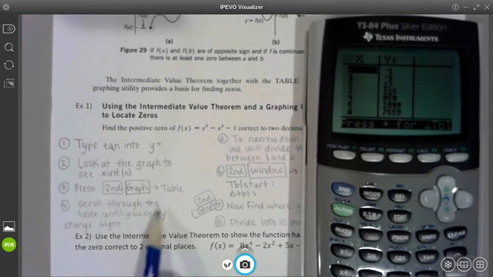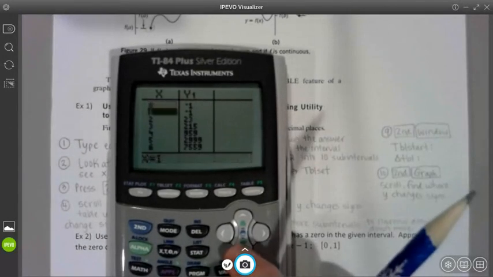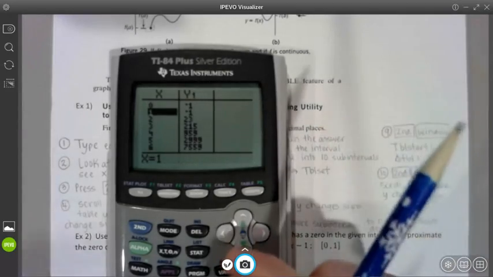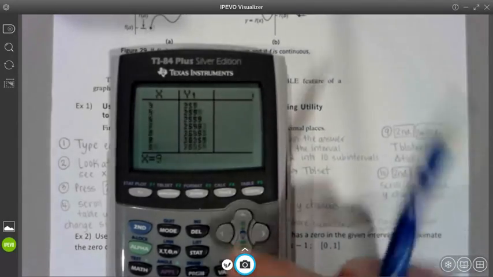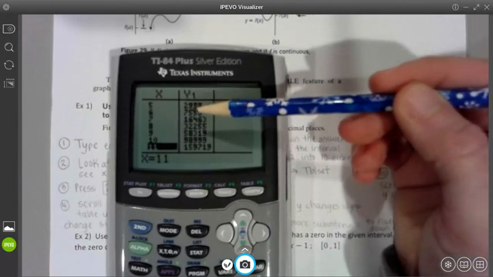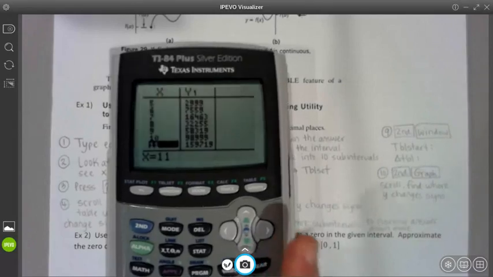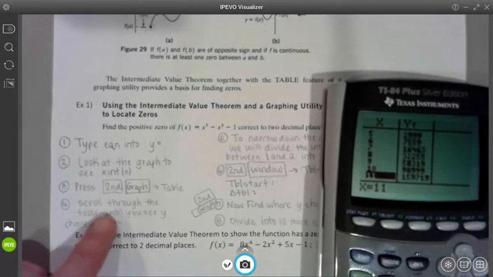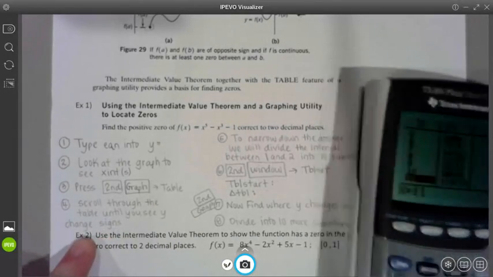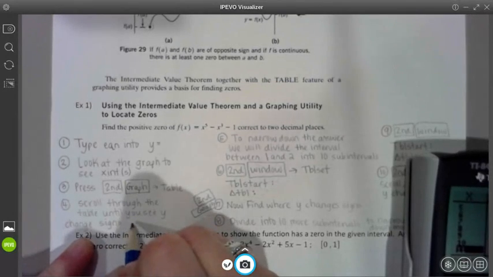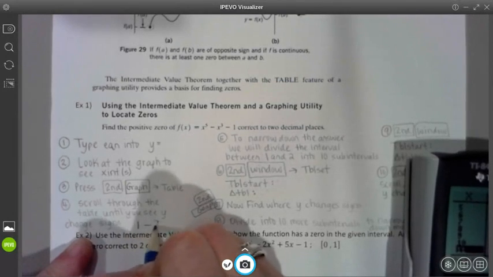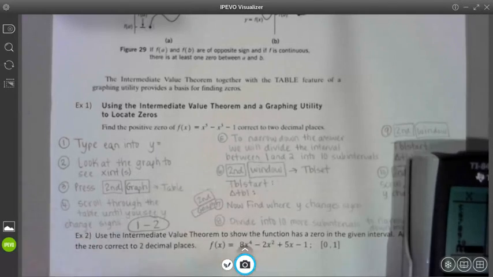Now you have to scroll through the table until you see y change signs. Well, we didn't really have to scroll because the y value changed signs rather quickly. But in some problems, maybe you have to scroll and scroll and scroll until you see the y value change from negative to positive or positive to negative, okay? But luckily ours was rather close to where x was 0. So we scroll through, we see where the y value changes signs, and we saw that was between 1 and 2, right? So that's where we're going to concentrate. We know there's an x-intercept between 1 and 2.